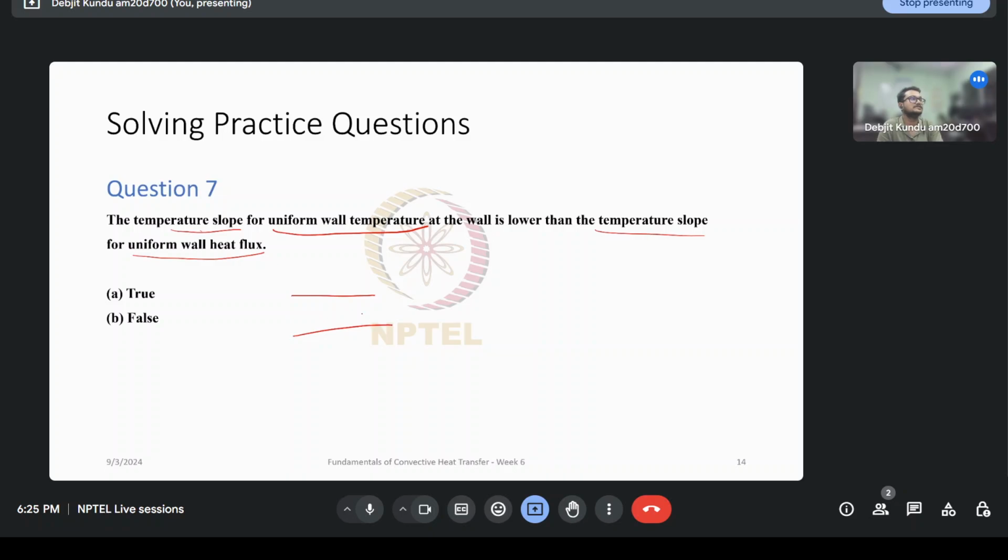Now, in one case, I have the wall temperature, let's call this case 1. So in this case, I have constant wall temperature. And in another case, case 2, we have uniform wall heat flux.